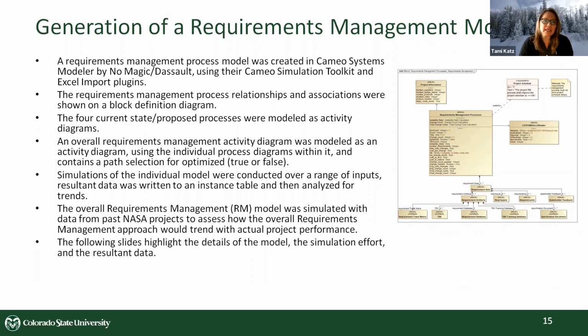So we did use the Cameo Systems Modeler. I am using the Cameo Simulation Toolkit plugin. I'm also using a plugin for Excel. There's an Excel import. And as you can see, I have 2 Excel files I'm going to want to use. So I'll show you how I integrate those into the model. I also have 4 process themes that I want to model. And I called them process 1, 2, 3, 4, just like my hypotheses. And I have a current state and a proposed optimized. So I'm essentially doing a comparison of options against those.